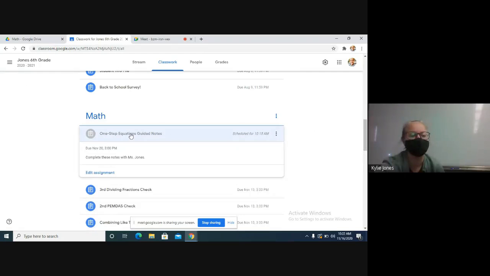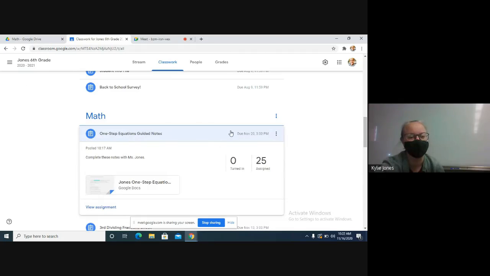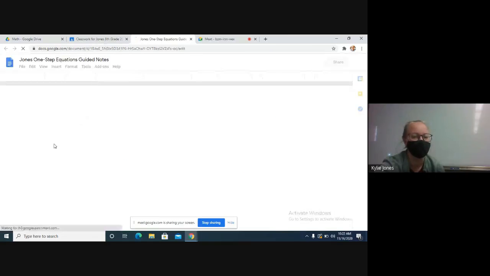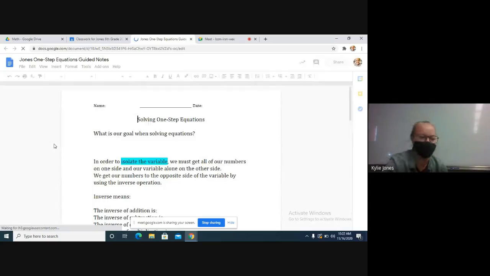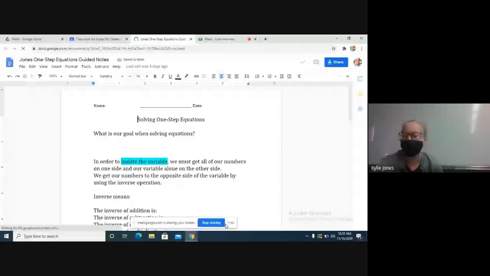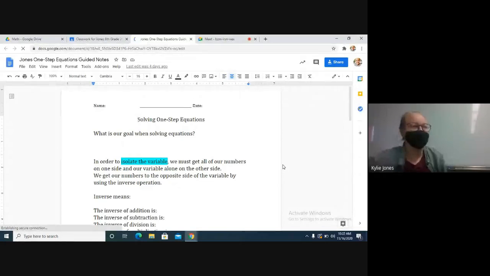One-step equation guided notes. Is it there for you guys? It should hopefully pop up. If not, reload your page. It's a Google Doc that everybody should have their own copy of. You will be typing in it, so make sure you're following along. I do check to see that you're filling these out, because that's how I know you're following along with me as I do these. I don't just do them to hear myself talk.